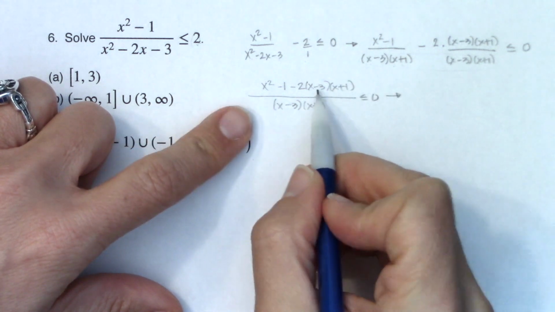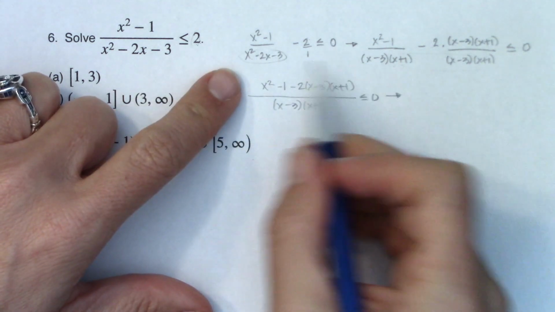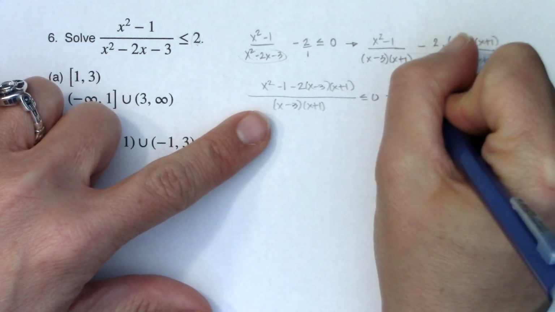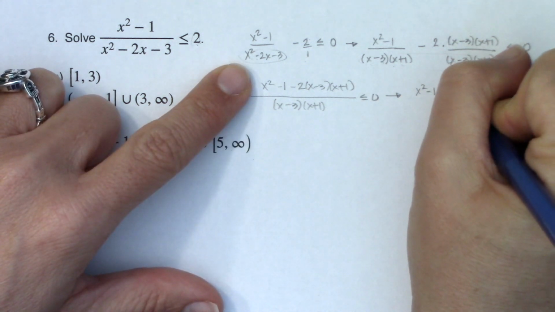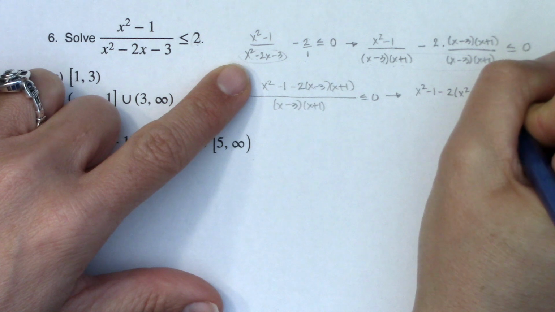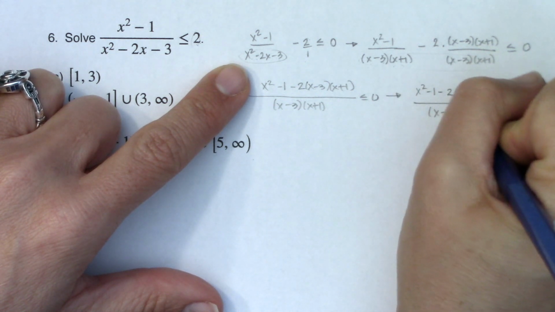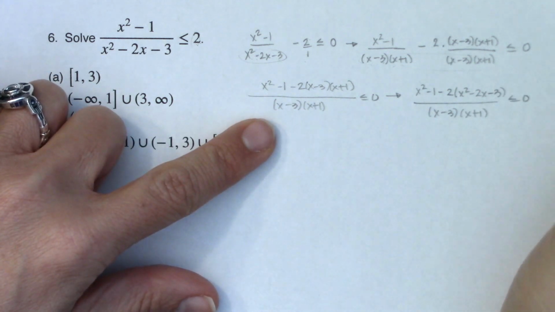Okay, so here's what I'm saying. I know x minus 3 times x plus 1 is this trinomial, right? That's how we got from here to here, was we factored it. I'm going to multiply it back out. So I've got x squared minus 1 minus 2 times (x squared minus 2x minus 3) all over (x minus 3)(x plus 1). That's going to be less than or equal to 0. Okay, we're going to keep going.